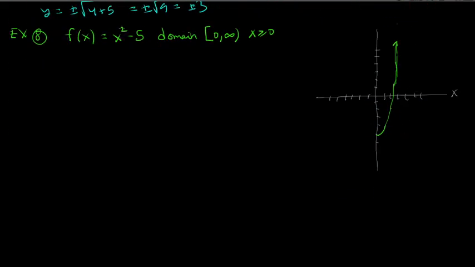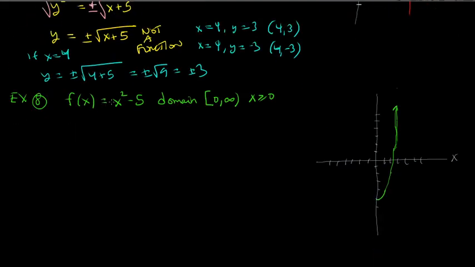Right. So now there's no problem, right? This is 1 to 1. If you have a horizontal line, it's only going to cross once. No matter what horizontal line you draw, you're only going to cross the graph once. So you can go through the same process that we did here, right?